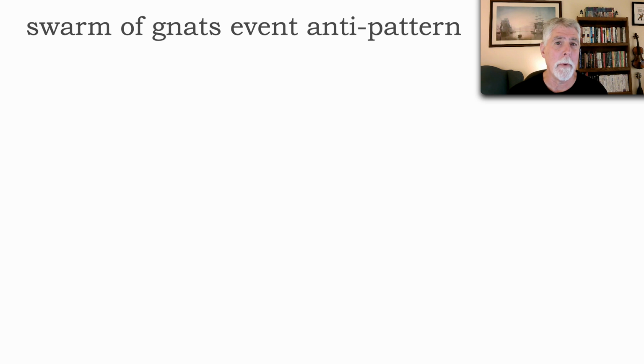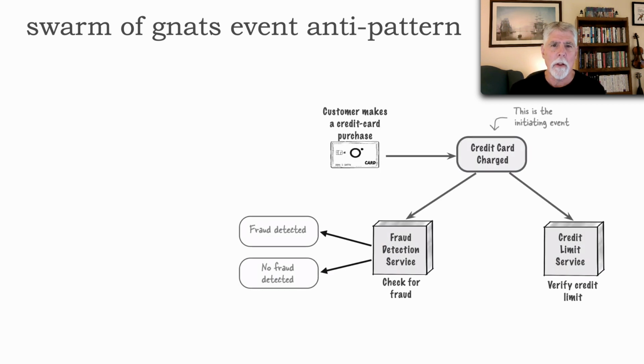This anti-pattern really has to do with the number of derived events you should trigger from an event processor or a service. These two terms are interchangeable, so I'm going to use the word service in the context of this video. So let's take a look at an example of charging a credit card. An initiating event comes in, credit card has been charged, and two other services respond to that: a fraud detection service to detect whether there's any fraud or not, and also a credit limit check service.